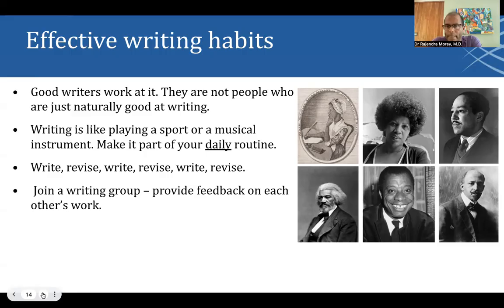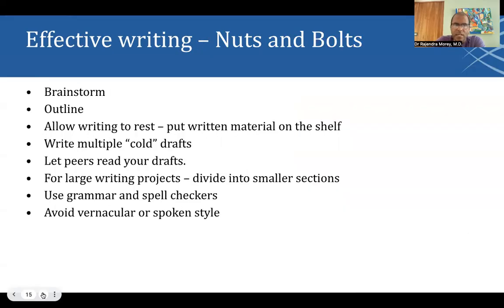I have this nice montage of famous African-American writers, starting with Phyllis Wheatley, Toni Morrison, Frederick Douglass, James Baldwin, and I'll let you guys identify the other ones.